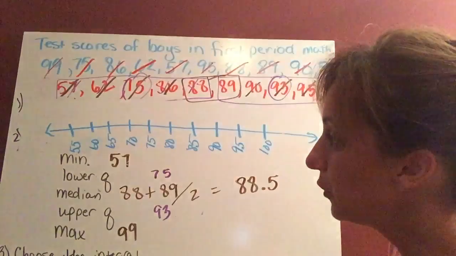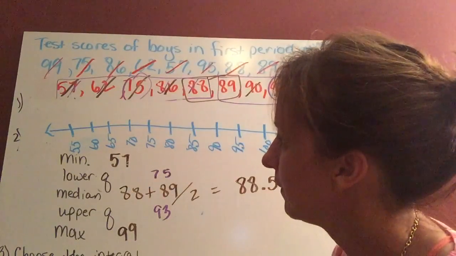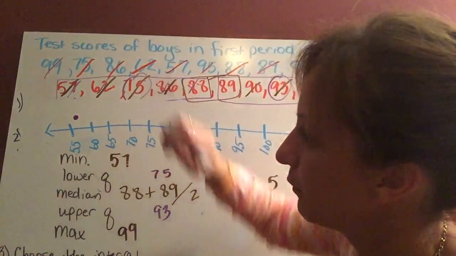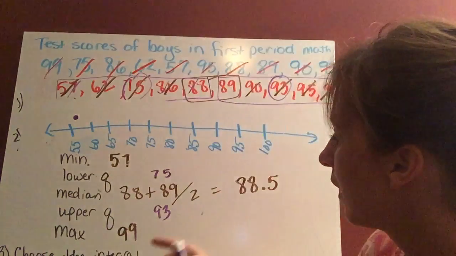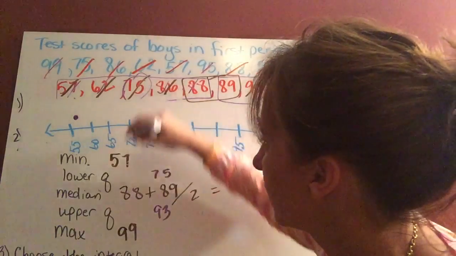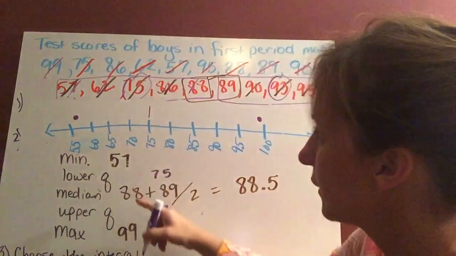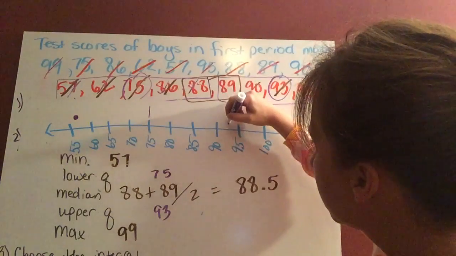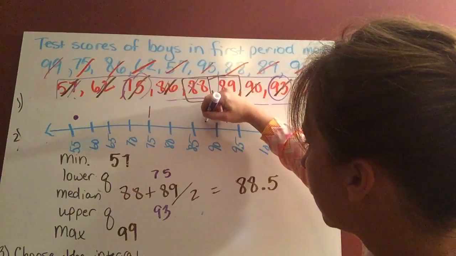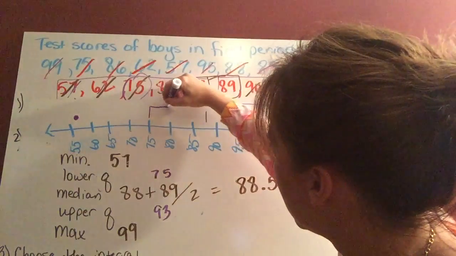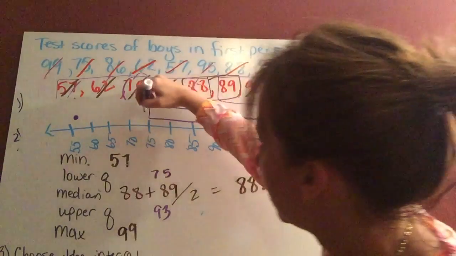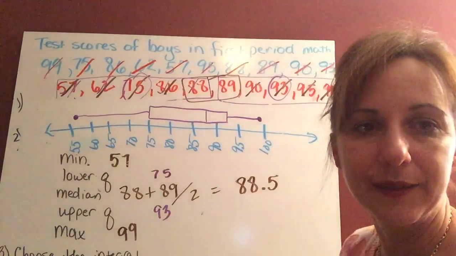And now we are going to plot our 5 numbers. 57 is our minimum. So it's closer to 57, but almost in the middle of 55 and 60. Our maximum is 99. It's going to be closer to 100. The lower quartile is 75. It's right here. Remember, those quartiles are part of the boxes. 93 is probably about right here. And our median is 88.5. And so we've created a box and whisker plot.